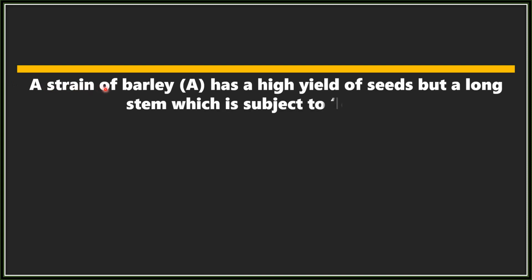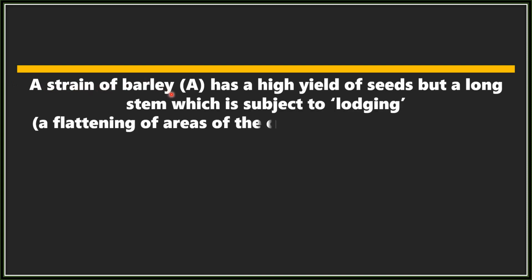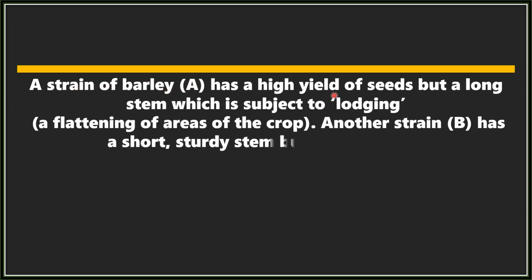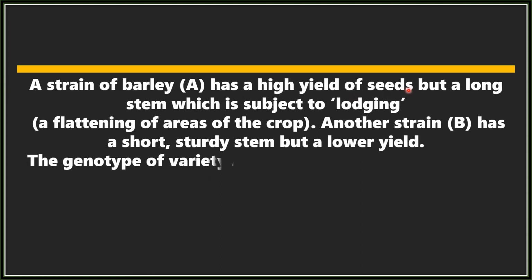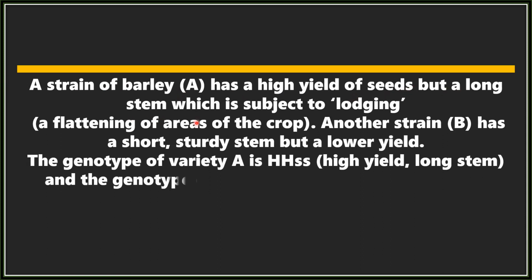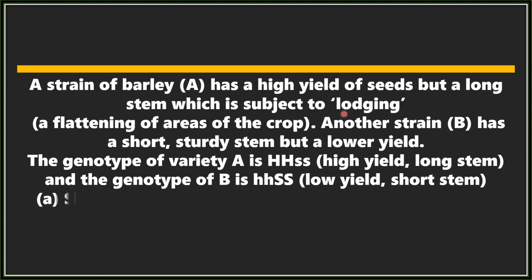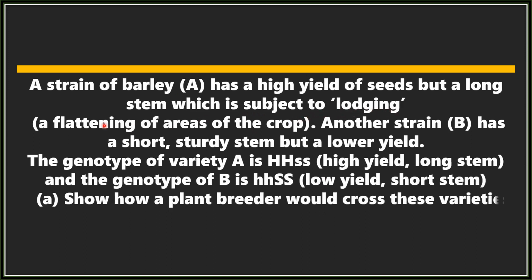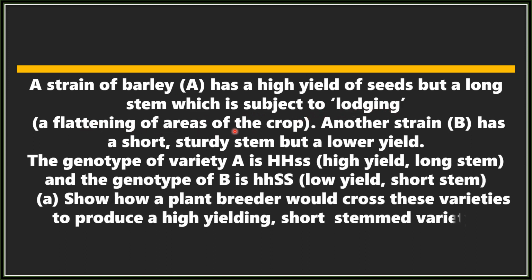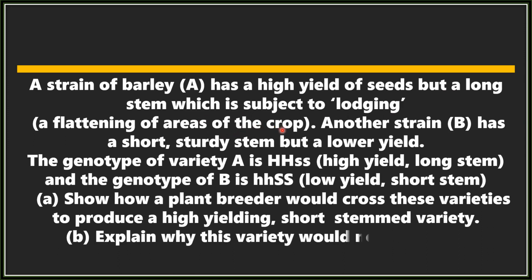A strain of barley A has a high yield of seeds, but a long stem which is subject to lodging, that is, a flattening of the crop. Another strain B has a short, steady stem, but a lower yield.